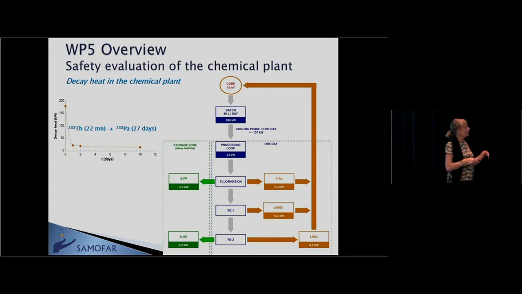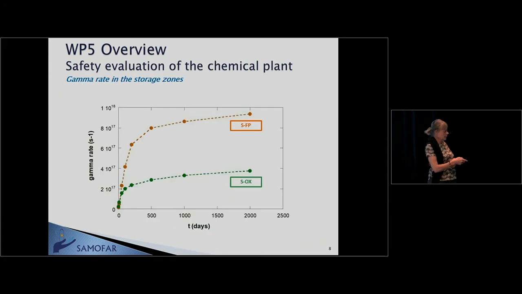We can calculate the evolution with time in the storage zones of the chemical plant, and that is presented on this slide. The gamma rate increases strongly in the two storage zones during the first period, and after that tends to a limit.